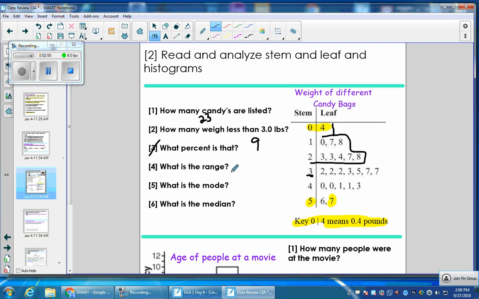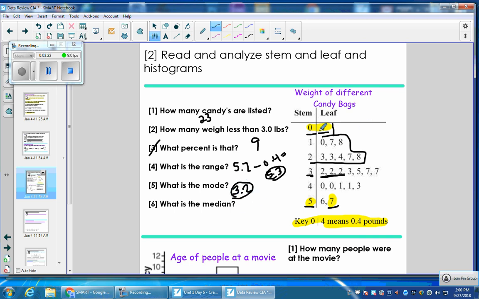The range, again, is the biggest minus the smallest. Our biggest number is 5.7, and our smallest number is 0.4. So we're going to subtract them and get 5.3 for our range. The mode is the most repeated. The most repeated one I see is 2 here. Now it's not 2, it's 3.2 because we have to include the stem.